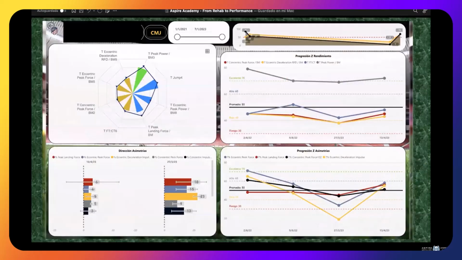And this is how we report the results with T-scores. On the top left, we can see the comparison between the best test of this player, that's the lines, against the last test, which is the bars, and the colors are compared to the other players of the squad. Bottom left we have the symmetries, and we have the T-scores progression on the bottom right and top right.